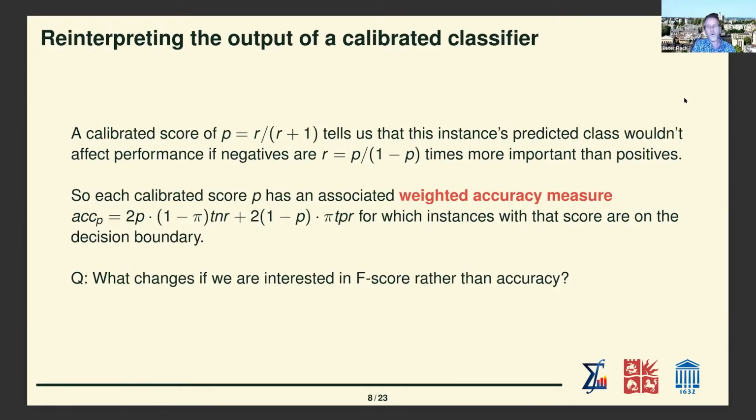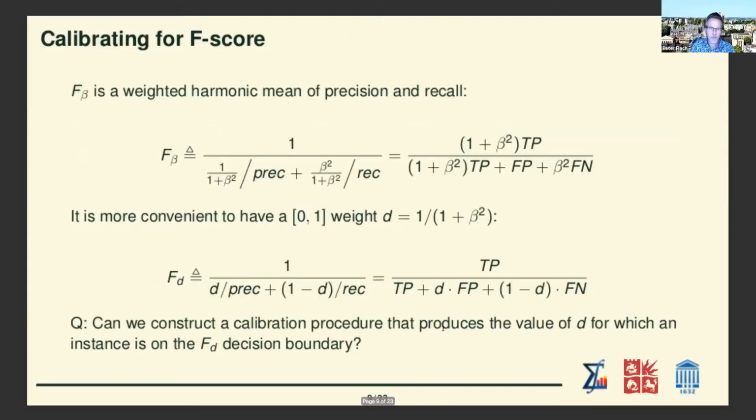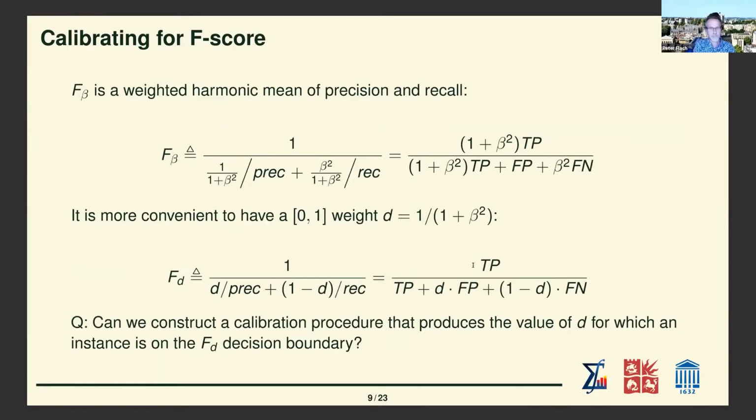And so the question that I'm going to answer: look at the question at the bottom of this slide. Can we construct a calibration procedure that produces a weight for precision and recall such that the instance is on that weighted F-score decision boundary?